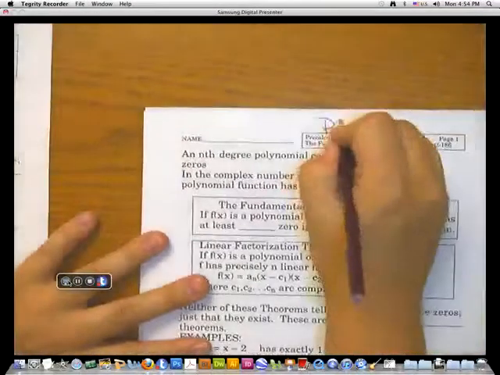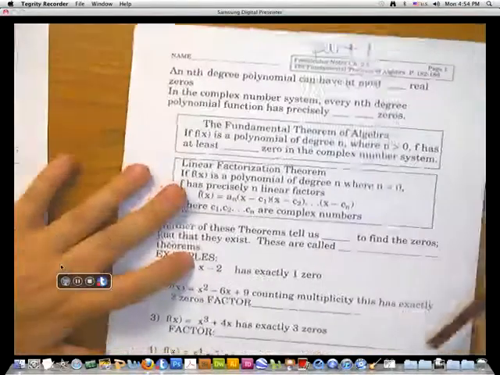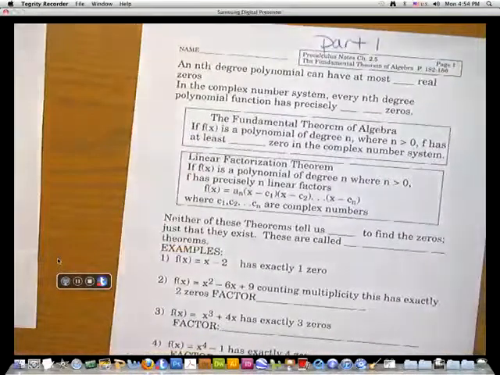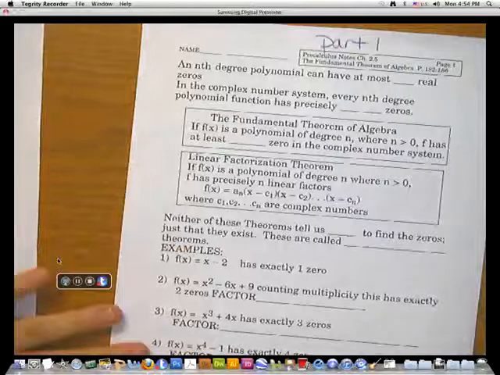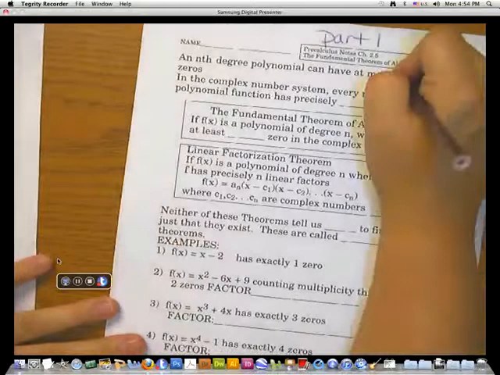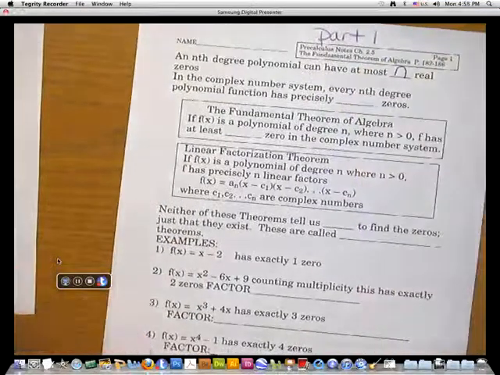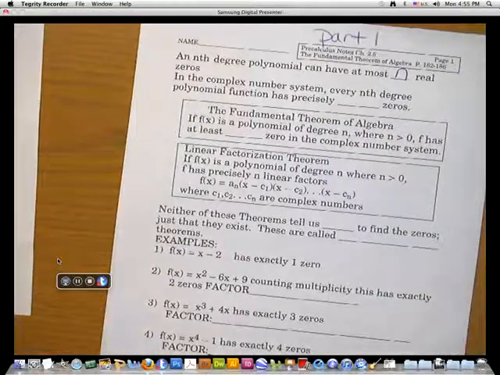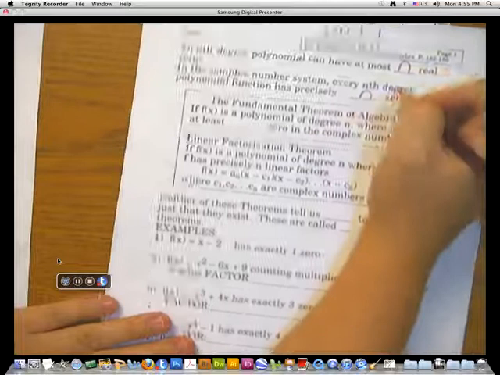2.5, Part 1. This is going to be the first 2 pages of 2.5. An nth degree polynomial can have at most n real zeros. In the complex number system, every nth degree polynomial has exactly n zeros.